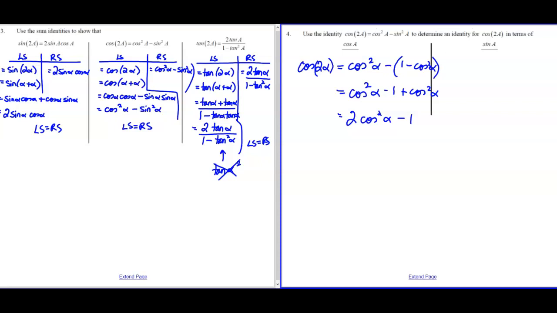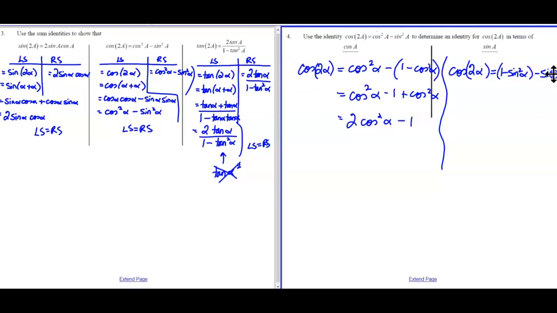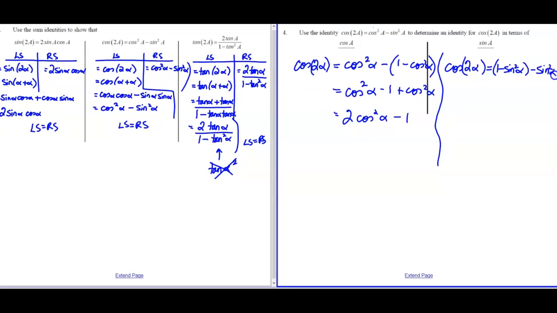So then the same for the next one. But here I want it in terms of just sine. So I want to replace cos squared with 1 minus sine squared. And then collecting like terms there, it's going to be 1 minus 2 sine squared alpha.